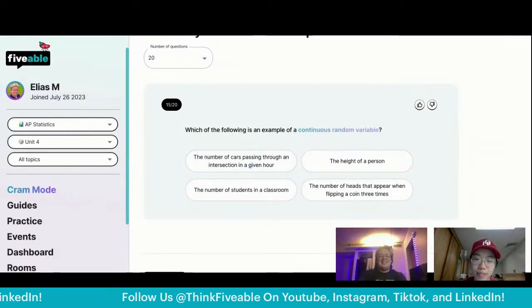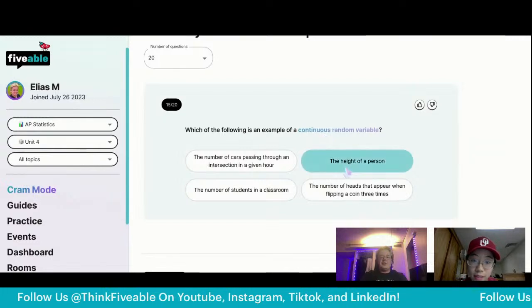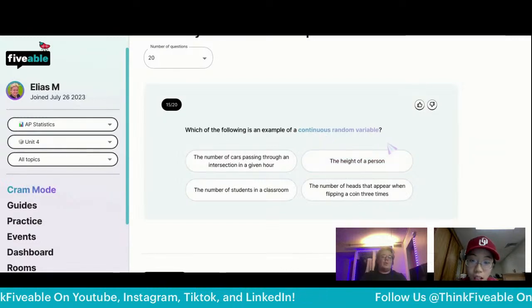Anyways, which of the following is an example of a continuous random variable?